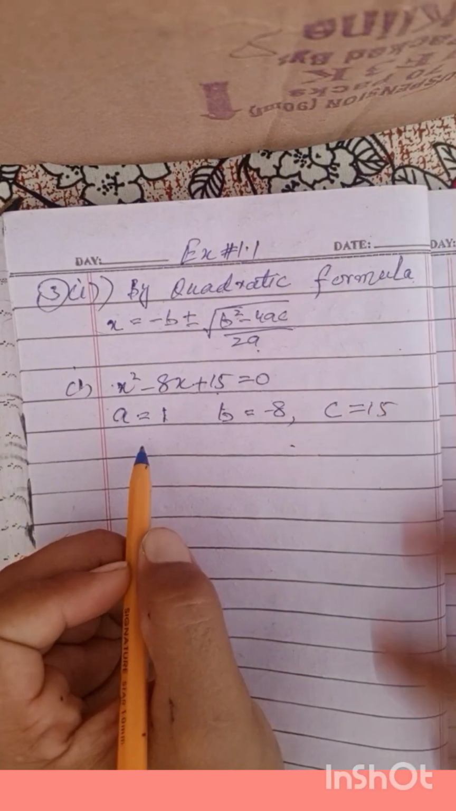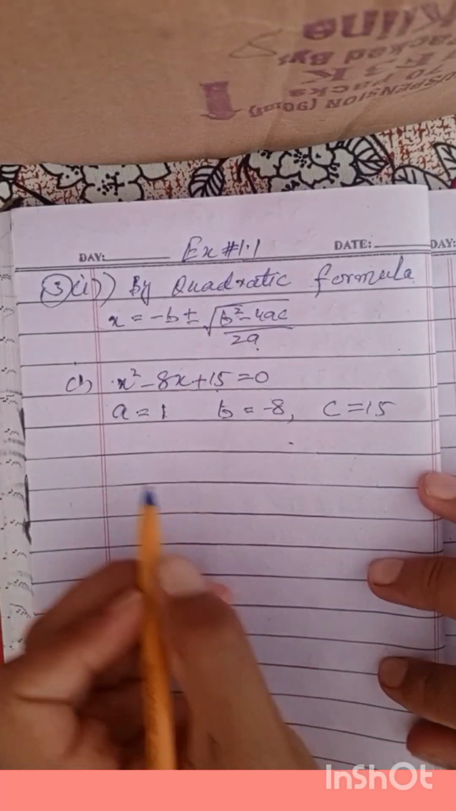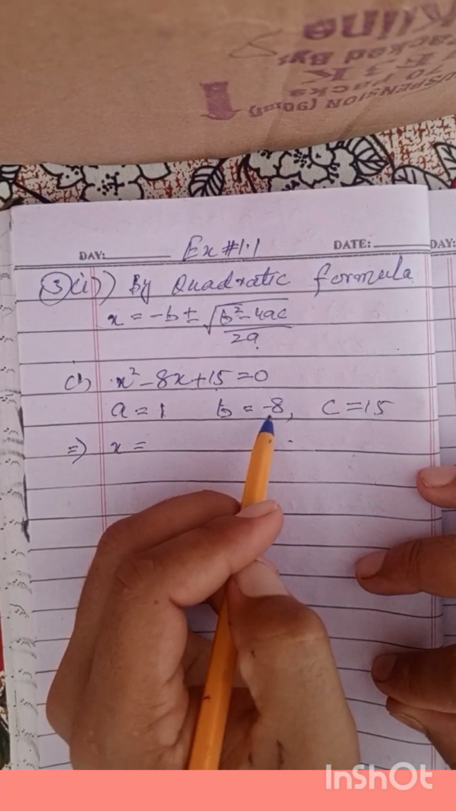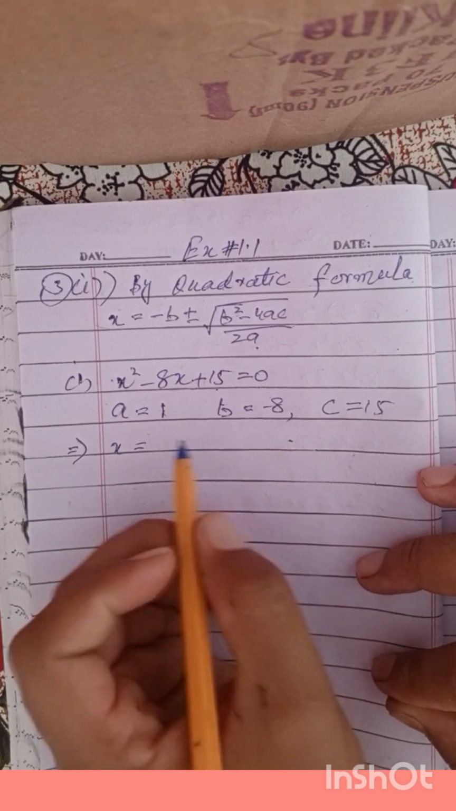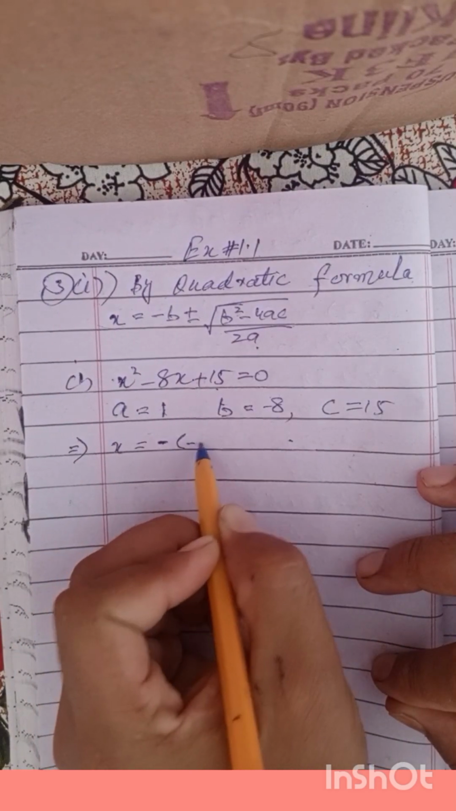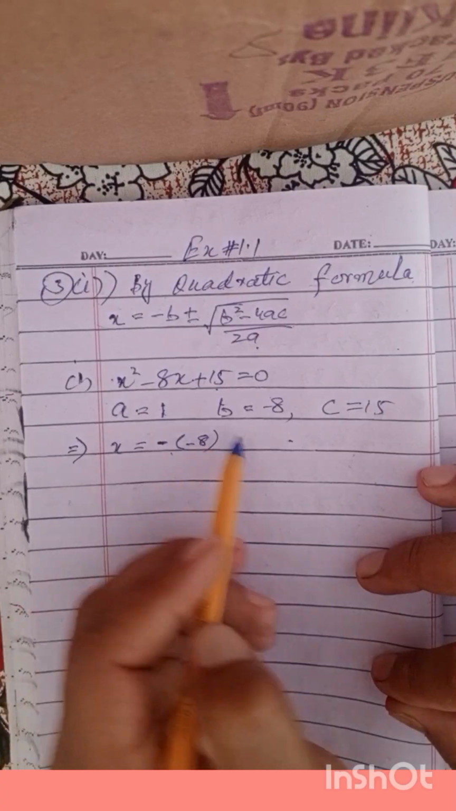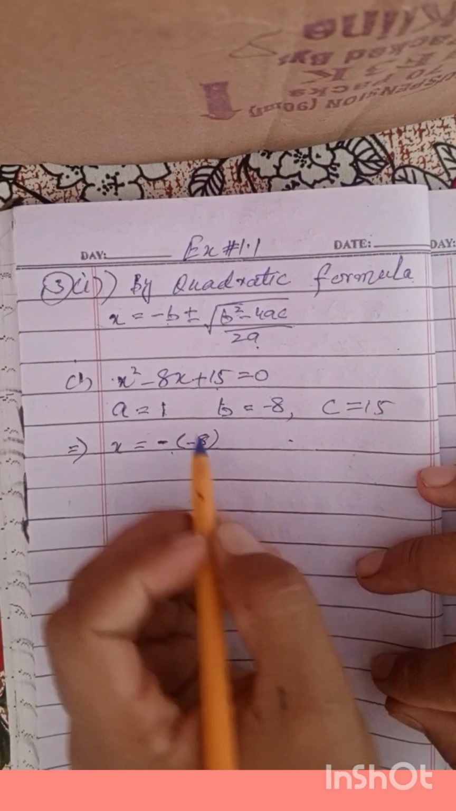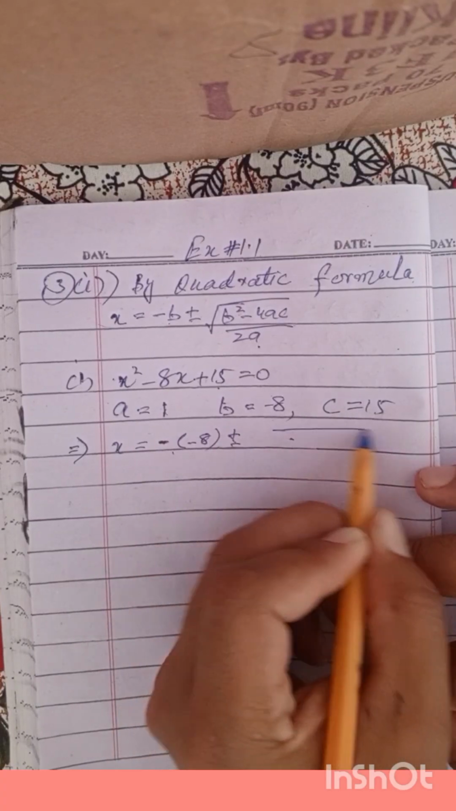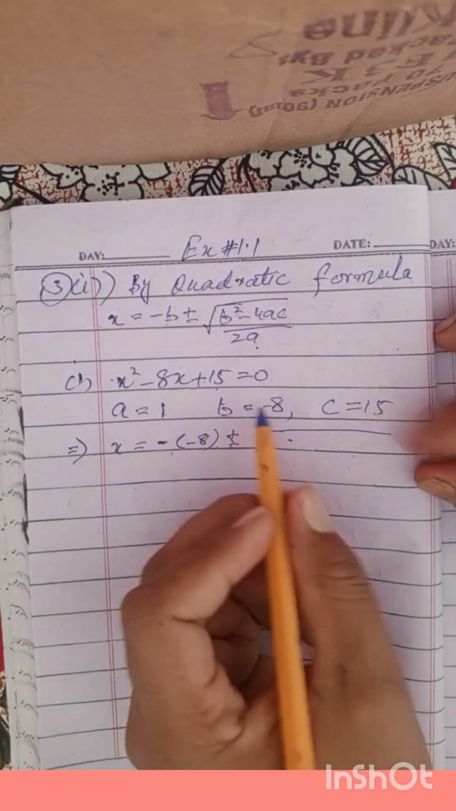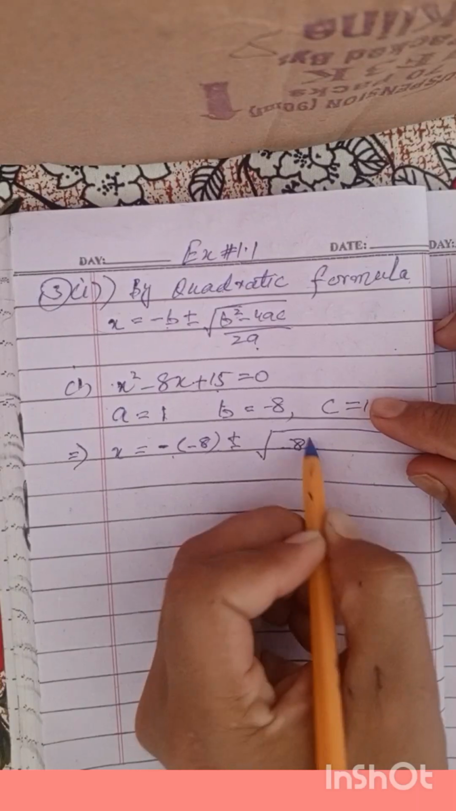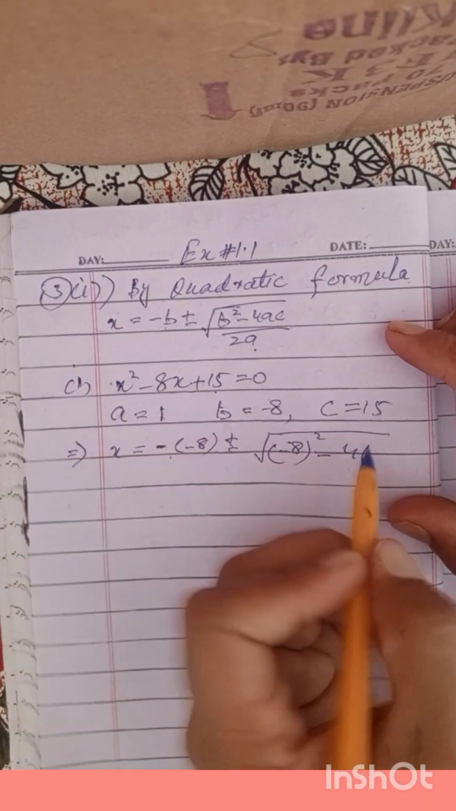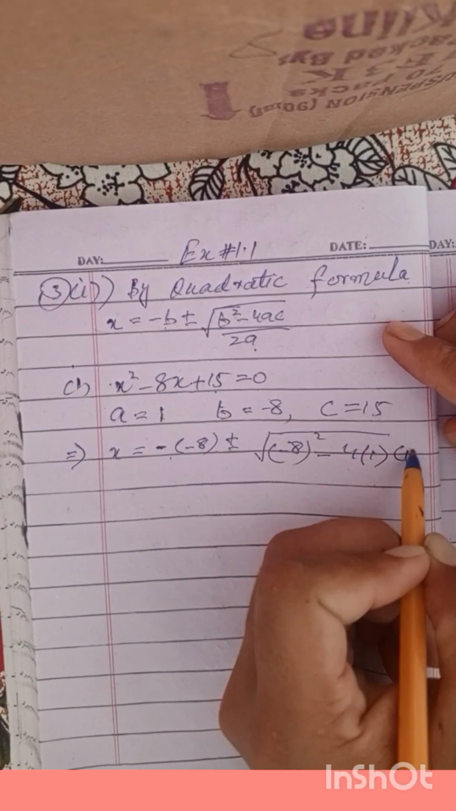Now putting these values in the formula, we get x is equal to minus b. Here we have b is minus 8, so minus into minus 8. This minus is from the formula and this b value is minus 8, so we write minus 8, plus minus under the root b square. What is b square? b is minus 8 square, minus 4 into a, which is 1, and c, which is 15.